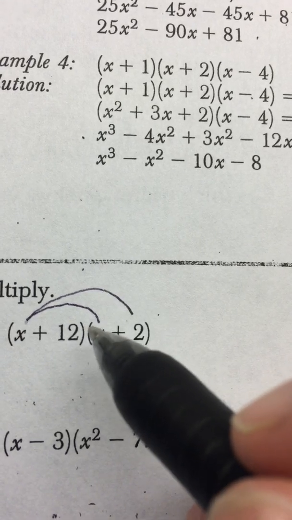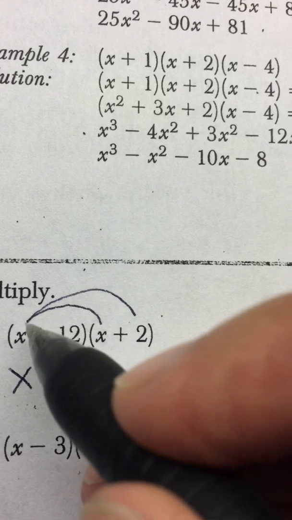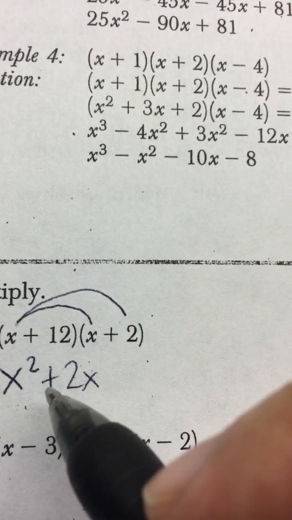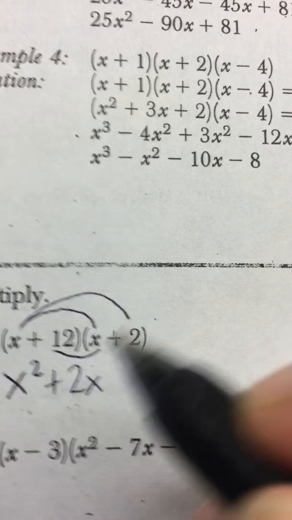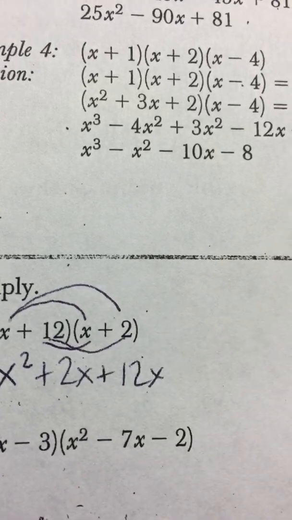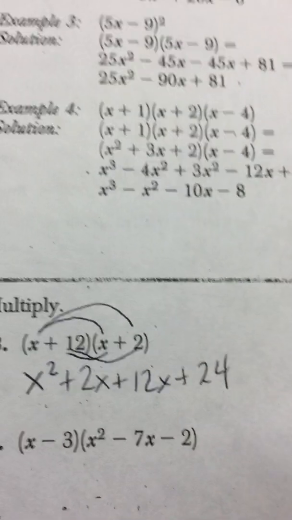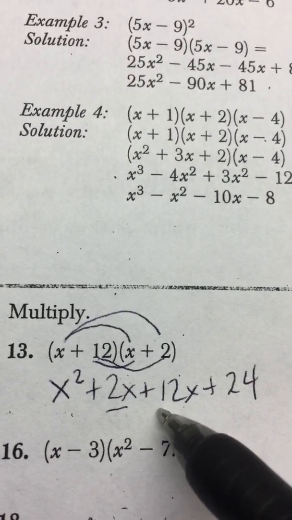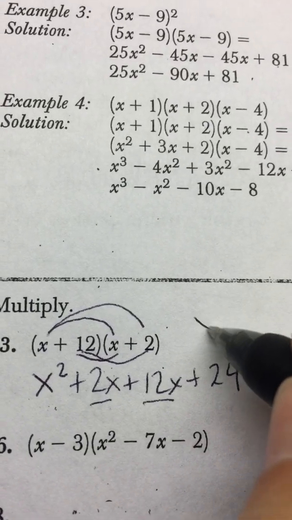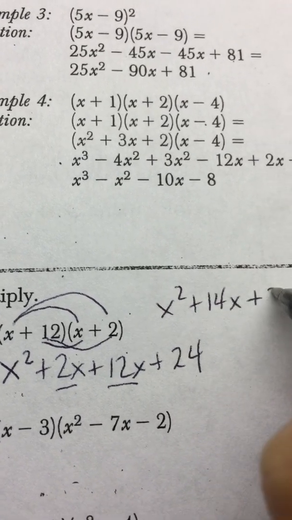So remember, this is multiplication. X times x, add the exponents, that's x squared. X times 2 is a positive 2x. It's positive times positive is a positive answer. Then positive 12 times x is a positive 12x. And a positive 12 times a positive 2 is a positive 24. Now, parentheses are gone, combine like terms. Now we're back to adding and subtracting. Like terms, 2x and 12x go together, and positive 2 and positive 12 is positive 14. So the answer appears x squared plus 14x plus 24.